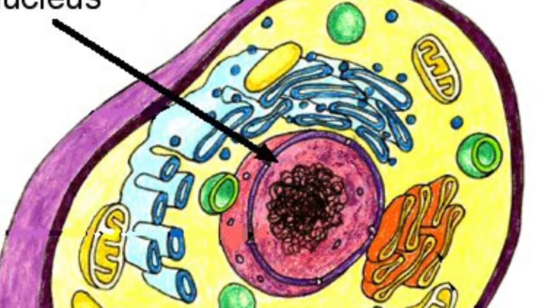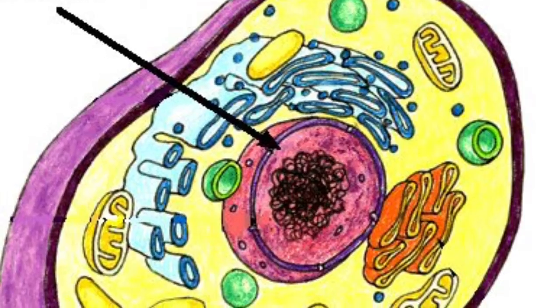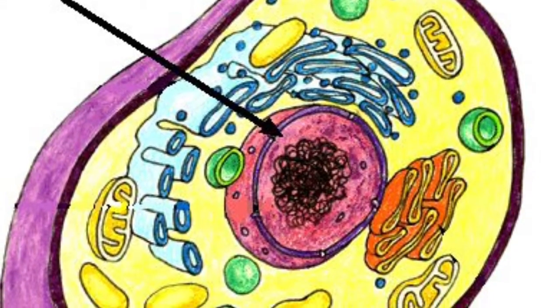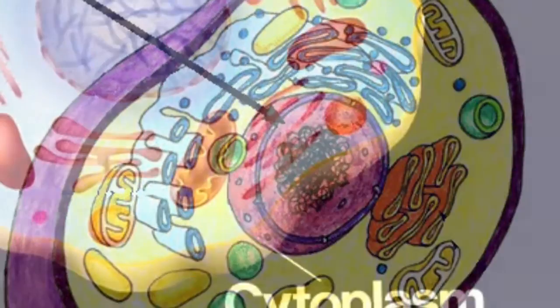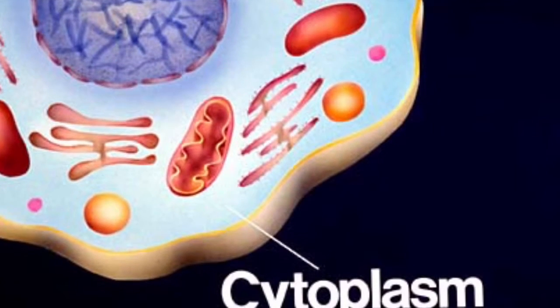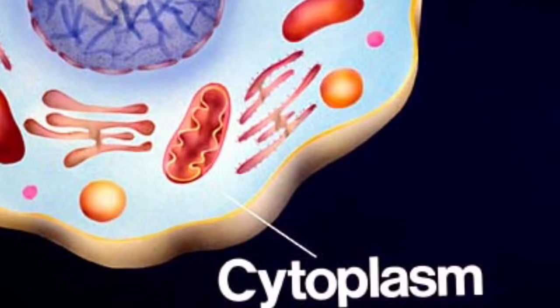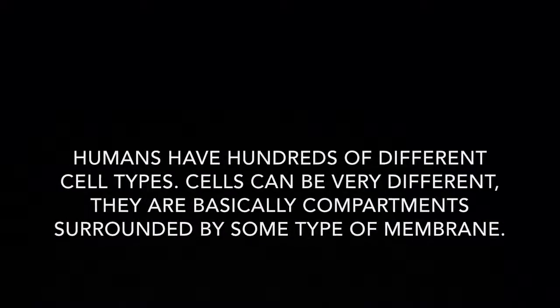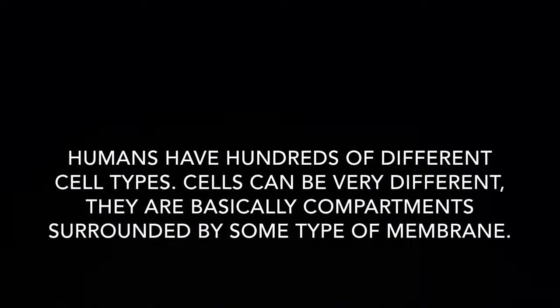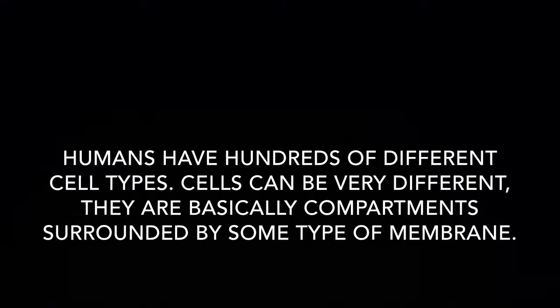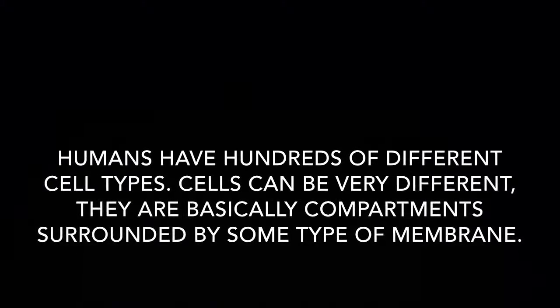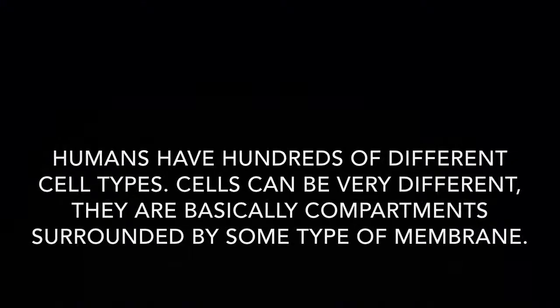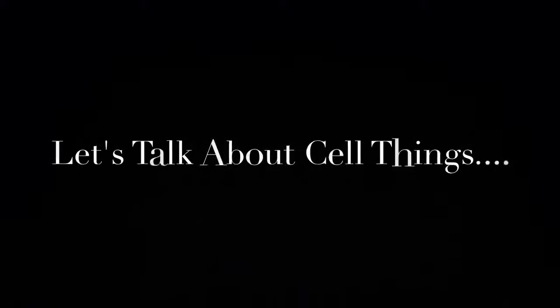A cell's nucleus directs the cell's activity and stores DNA. The nucleus acts as a control center for the cell. Cytoplasm surrounds the organelles. It's a gel-like substance that fills the cell between the cell membrane and the nucleus. Humans have hundreds of different cell types. Cells can be very different. They are basically compartments surrounded by some type of membrane. Now, let's talk about cell things.